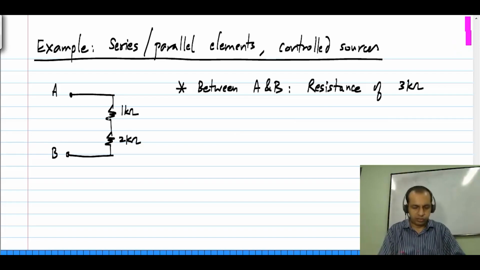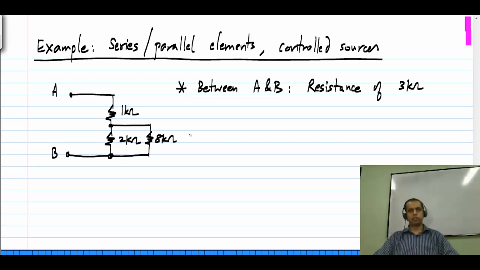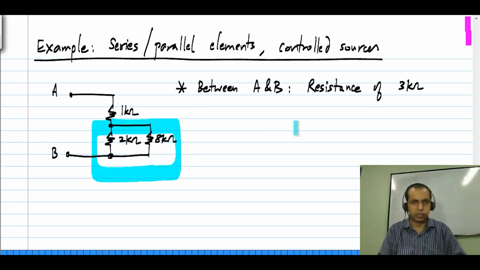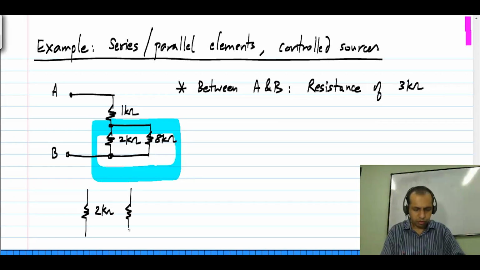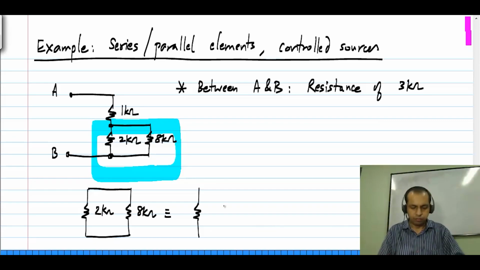Now we could complicate this circuit by having another resistance in parallel. Okay. So again, there are a number of ways to solve this, but the easiest is you recognize that we have a parallel combination here. And that parallel combination looks like a single resistance.